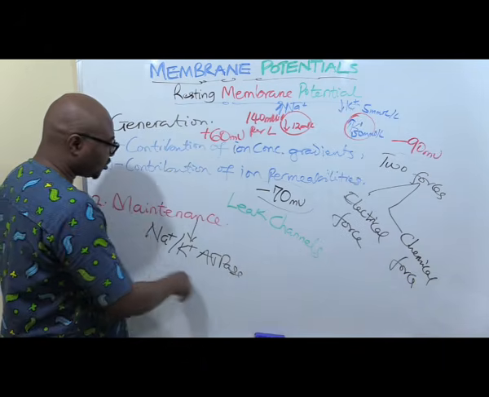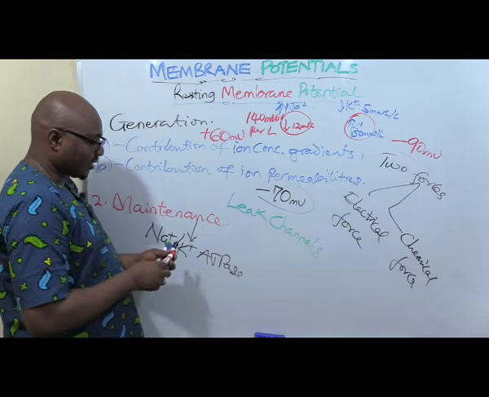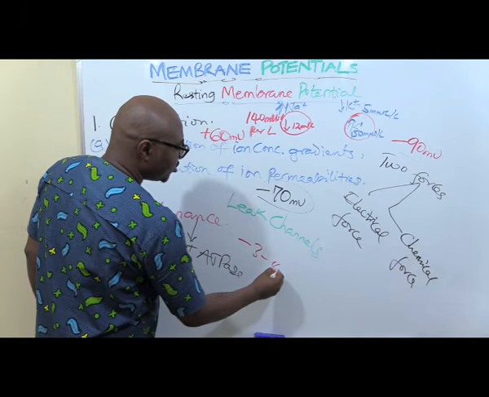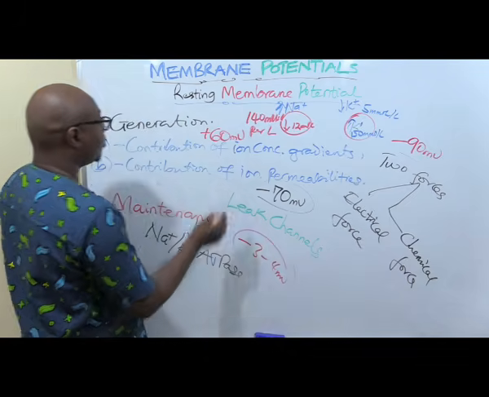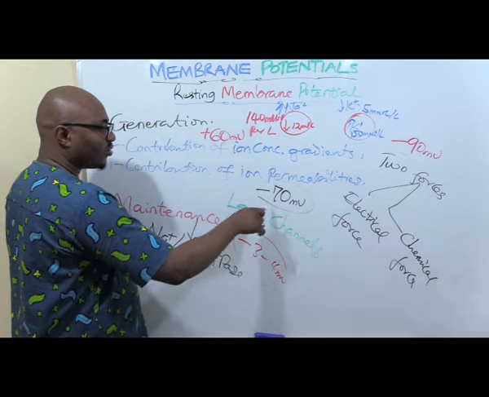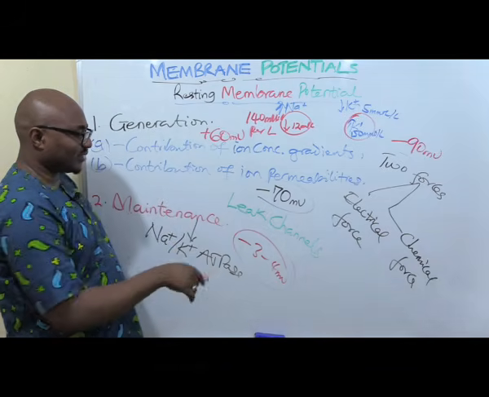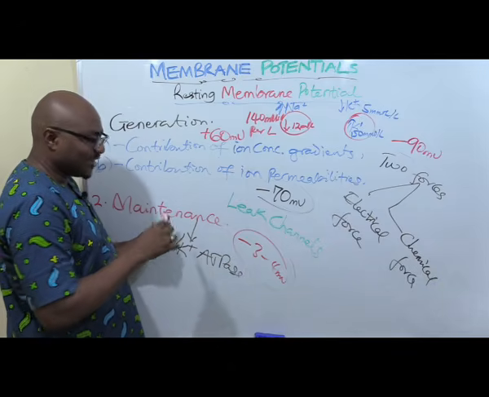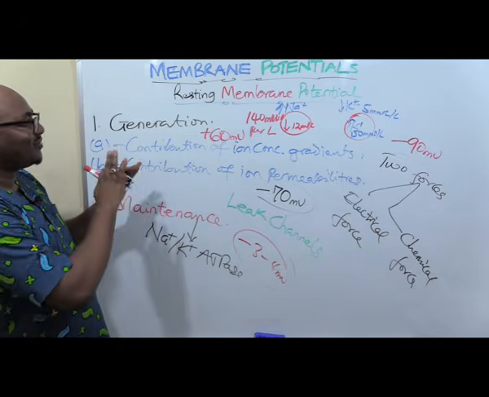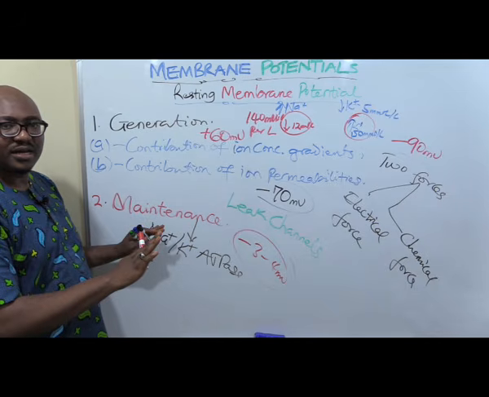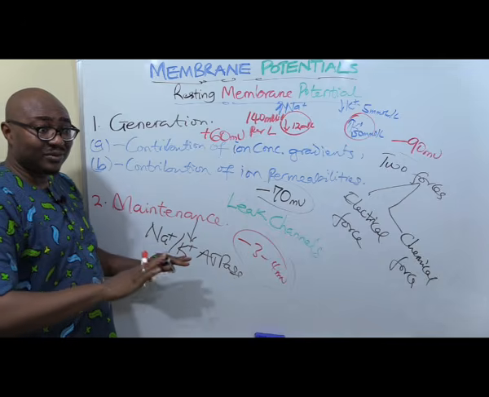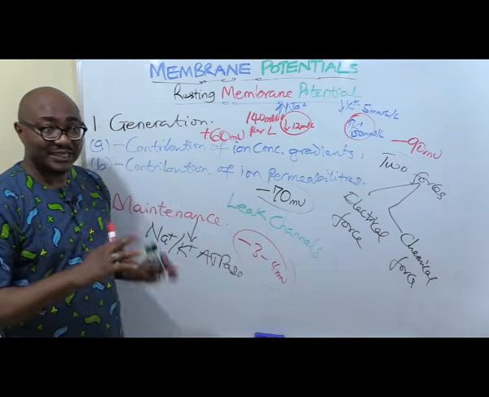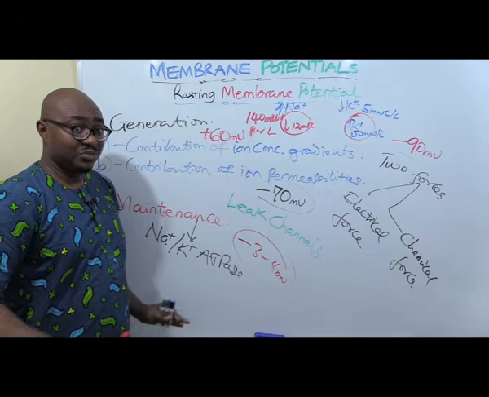But its contribution to it is just about minus 3 to 4 millivolts. Okay, its contribution to the overall resting membrane potential is little. It's just there to maintain it. All right, so this is what happens, the resting membrane potential. The next thing we're going to be dealing with in the next lecture is action potential. That one is very interesting and you need to really understand it. So I'm going to see you in the next video.